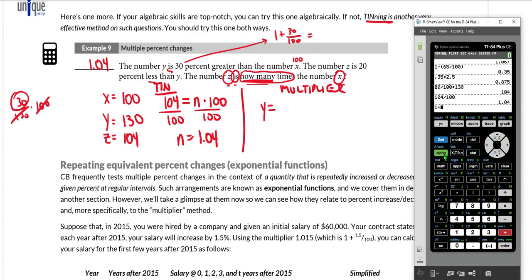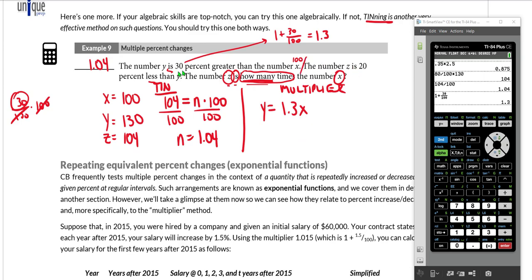1 plus 30 over 100. Of course, that's going to be 1.3. So that means that y is 1.3 times x. That's what that first phrase tells us.